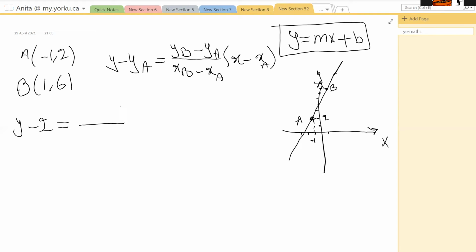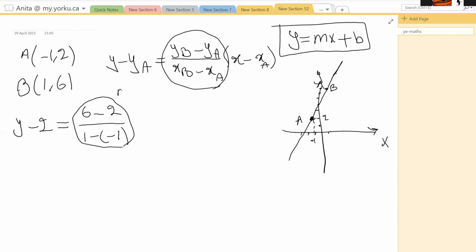Now tell me the slope. What would be the slope? It will be 6 minus 2 over 6 minus 1 minus negative 1. Very good. Whatever this fraction equals is going to be your slope, or m, but it's going to be multiplied by x minus xa.